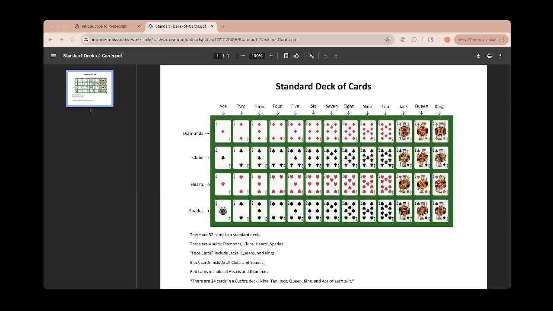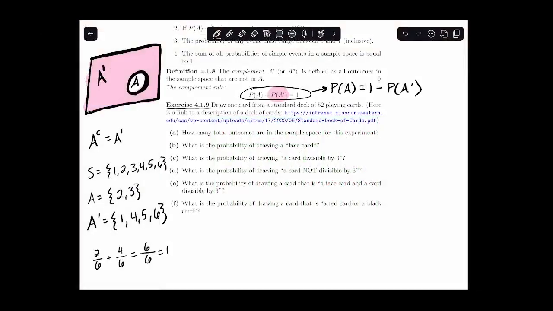And there are a total of 52 cards, and within each suit, there are 13 different cards. So part A says, how many total outcomes are there in the sample space for this experiment? And this experiment is drawing a card from the deck. Well, there are 52 possible cards, so that means there are 52 possible outcomes in our sample space.